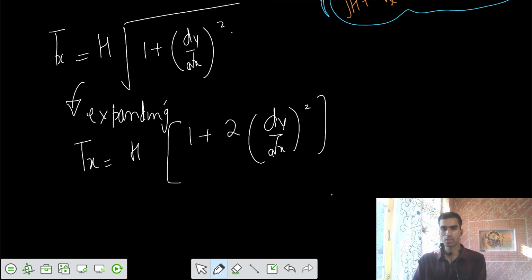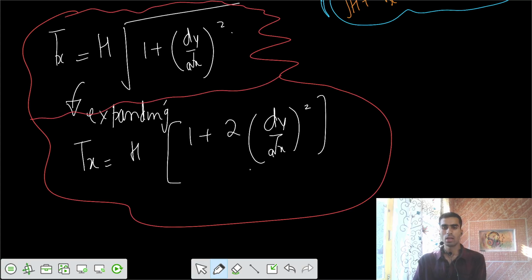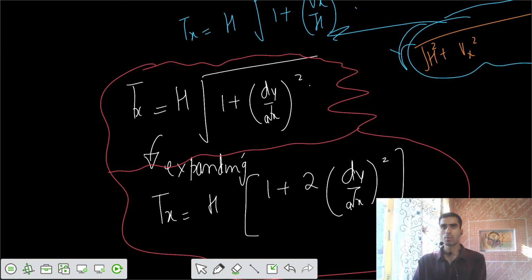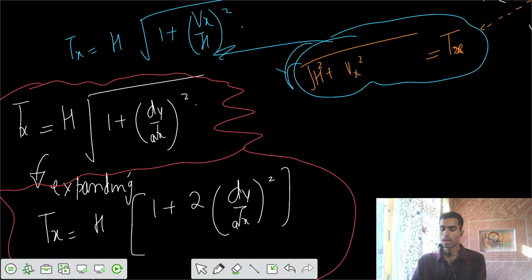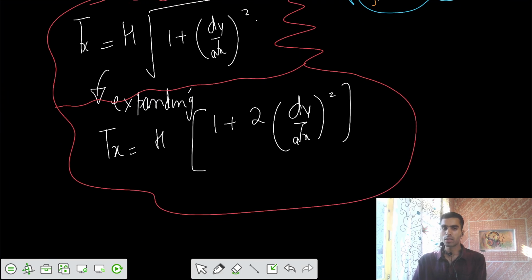Let's keep both of these results as important ones, in closed brackets. These are the results we got. Now, this was the analysis where the load was along the length of the cable, along the length S, and because of that we say this profile is a catenary profile.